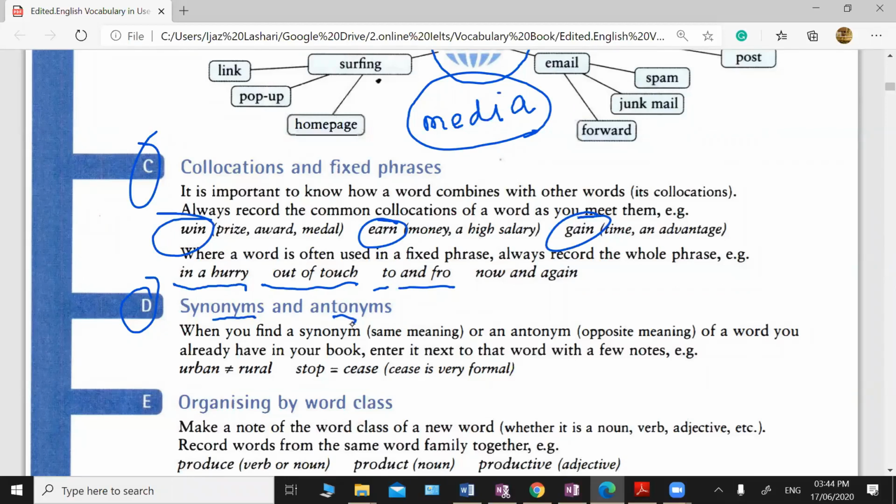When you find a synonym, same meaning, or an antonym, opposite meaning, of a word you already have in your book, enter it next to that word with a few notes. For example, you have the word urban, meaning city life. Urban areas mean the city areas, and its opposite is rural, like village life. Stop, cease. Cease is a kind of formal word. So these are synonyms, remember, similar words. Antonyms mean opposite words.